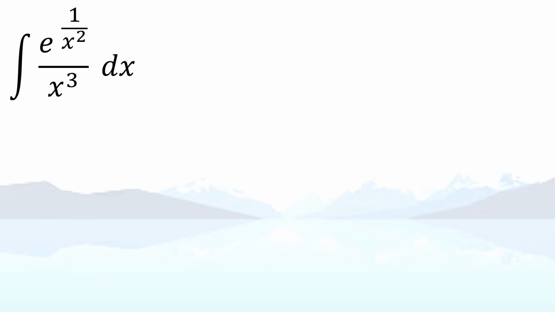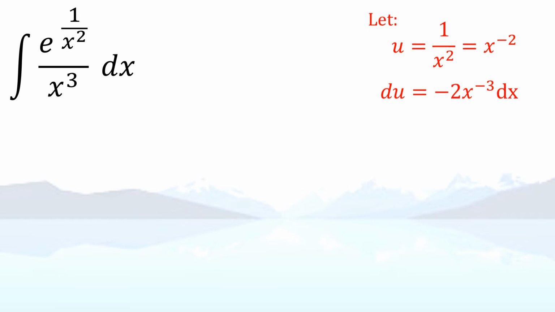Now let us have the second to the last example. Let us determine the antiderivative of e to the 1 over x squared over x to the third dx. The first step that we are going to do is to let u be equal to 1 over x squared, or we can rewrite this one as x to the negative 2. From here, we can have the derivative of x to the negative 2, which is equal to negative 2x raised to negative 3 dx.